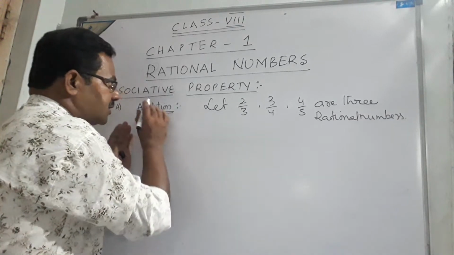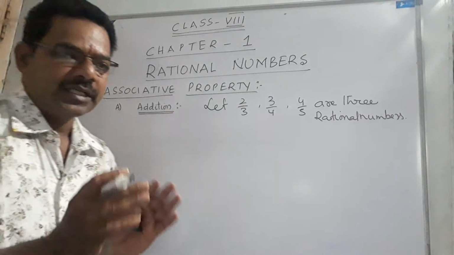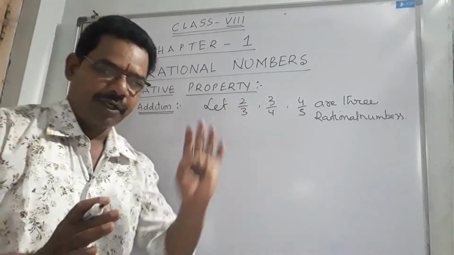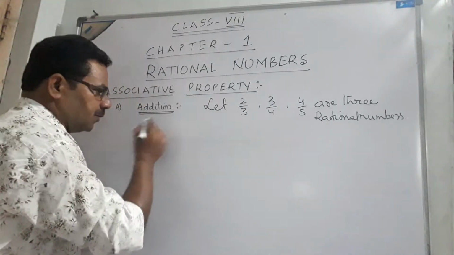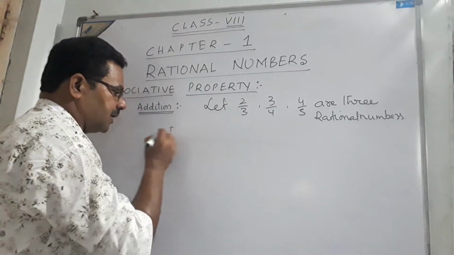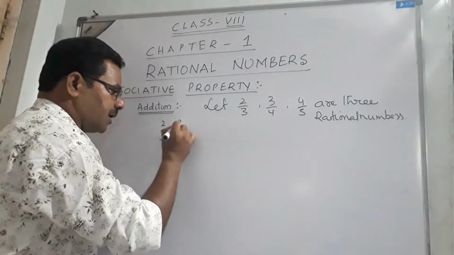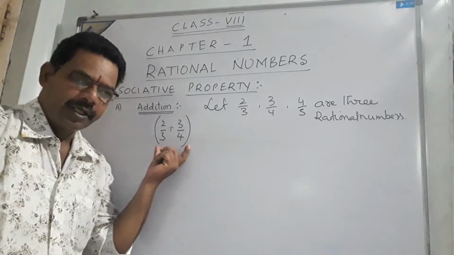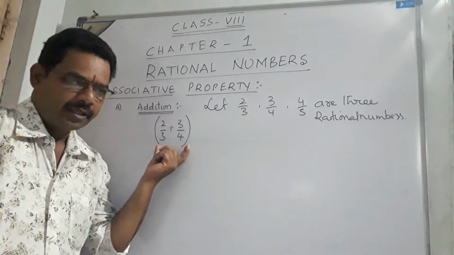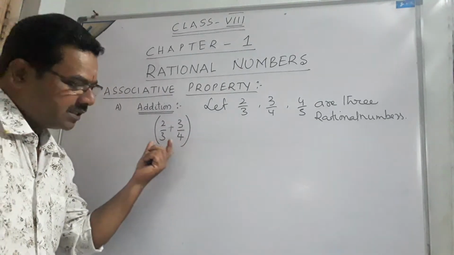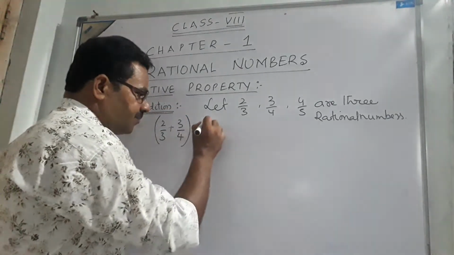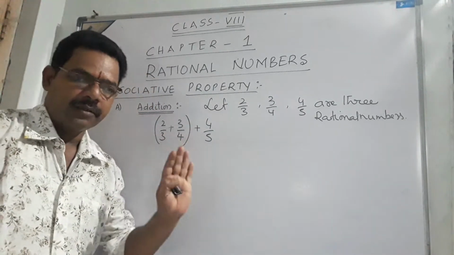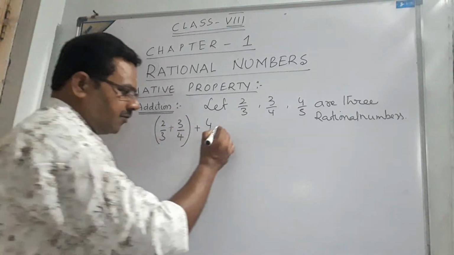What does this mean? Associative property means the first one is associating with the other two, or the third one is associating with the first two. So what will it do? Addition. 2 by 3 is the first number and 3 by 4 is the second number. In the association, we have to associate these two, that means add these two. Then we get some result. This result will be associated with the third one, that means 4 by 5. This is the left part of the given property.